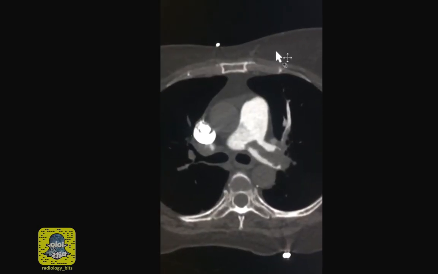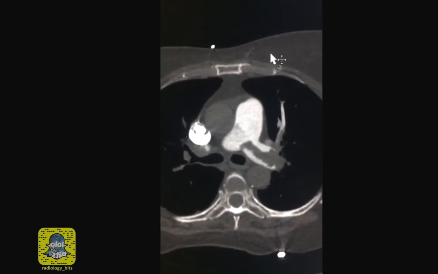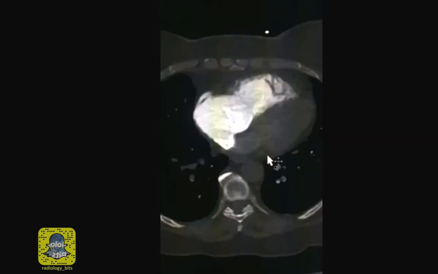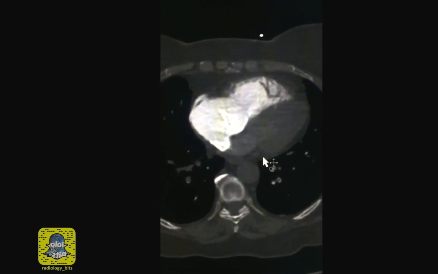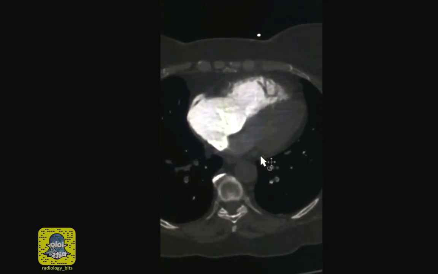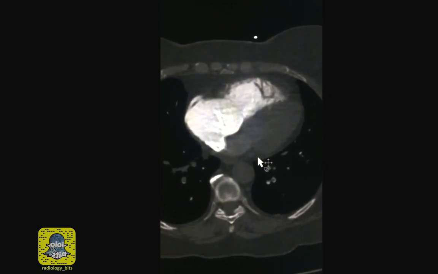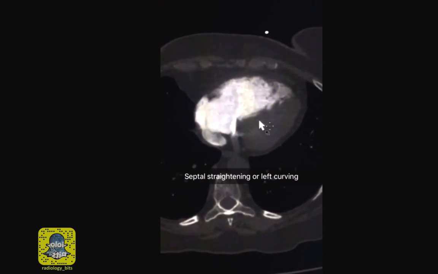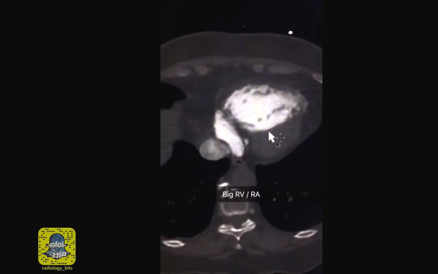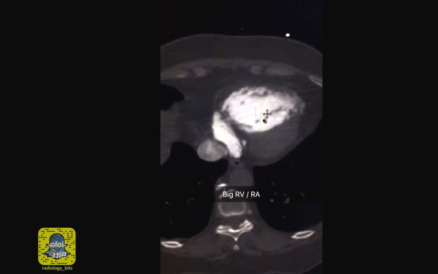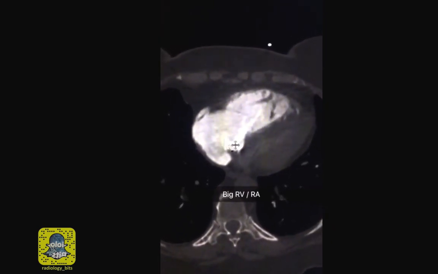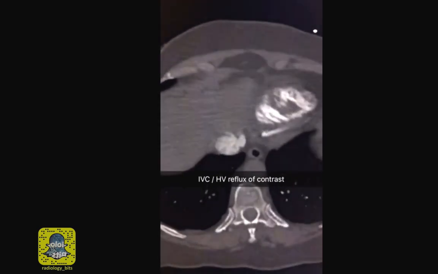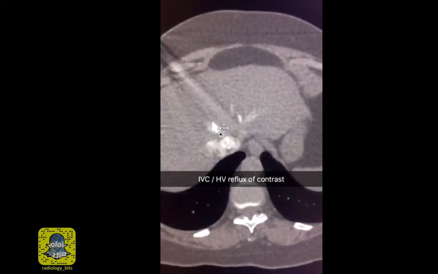So let's summarize what we talked about today. First, pulmonary embolism could be seen on the CT pulmonary angiogram that is performed with a specific technique. The most important thing that we talked about today are signs of right heart strain on a simple CT pulmonary angiogram. First is straightening or left-sided bowing of the intraventricular septum. Second is dilatation of the right ventricle or right atrium compared to the left side. Finally, reflux of contrast into the IVC and into the hepatic veins.